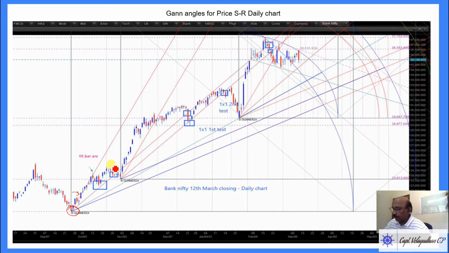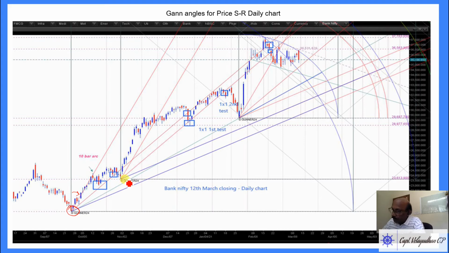Then again it started correcting sideways because there is a strong resistance area here, horizontal resistance. After making the correction, price broke down the 1 by 1 line. Before seeing that part, we have to see the first, second, third day. For 3 days, price attempted to take support on 1 by 1. Then on the fourth day, it broke down.